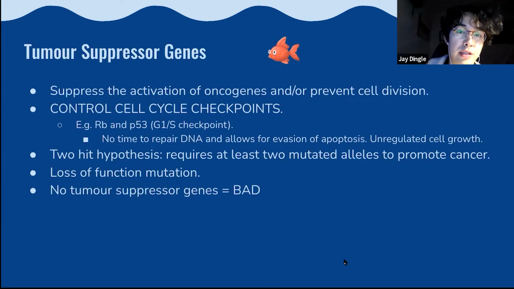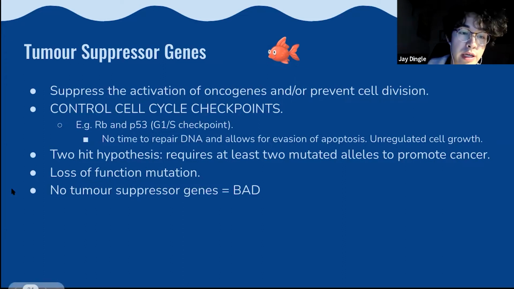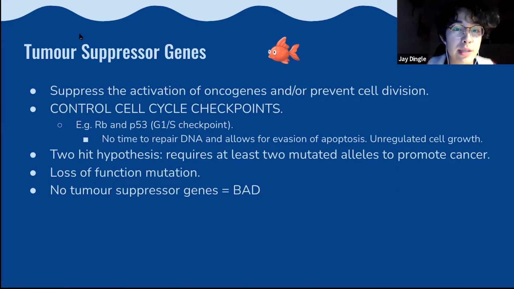Looking at tumor suppressor genes, just straight away noticing rather than a one-hit hypothesis, they are a two-hit hypothesis mutation. So it requires at least 2 mutated alleles to promote cancer. And rather than gain of function with oncogenes, you've got loss of function. So tumor suppressor genes usually suppress the activation of oncogenes, which can cause cancer, or they suppress the activation of preventing cell division. So specifically, they control cell cycle checkpoints.